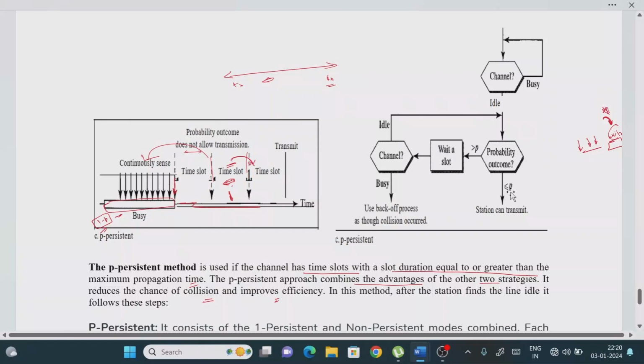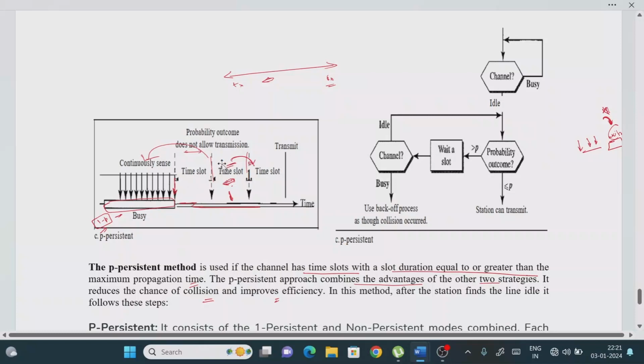It is nothing but if the probability is less than or equal to p, the station can transmit, right? So if the probability outcome is such that your frame is here in this time slot, it will not send the frame immediately. It will wait for some time slot, and again check in the next time slot. If it is busy, it uses the backoff procedure. If in this time slot the channel is also idle, it executes the probability outcome. If it is satisfied, it can transmit.